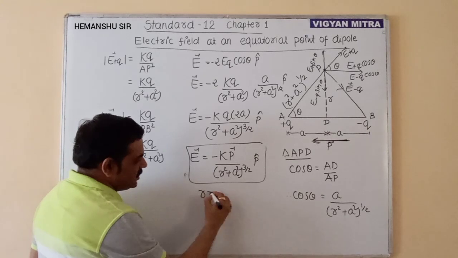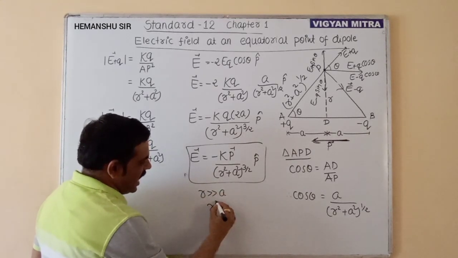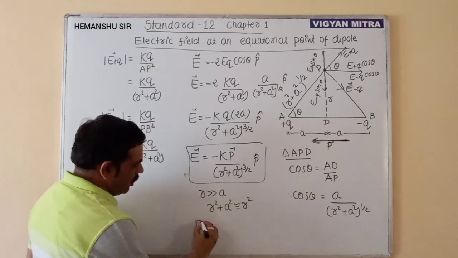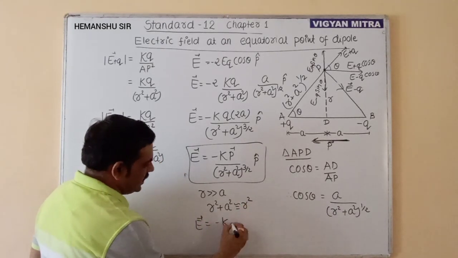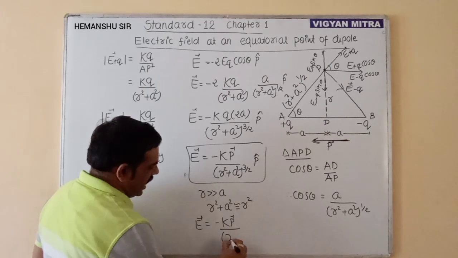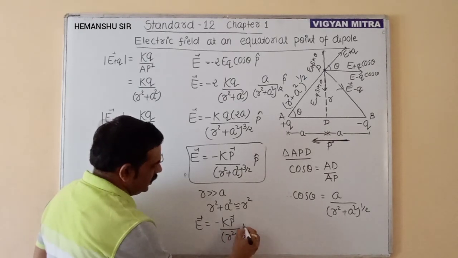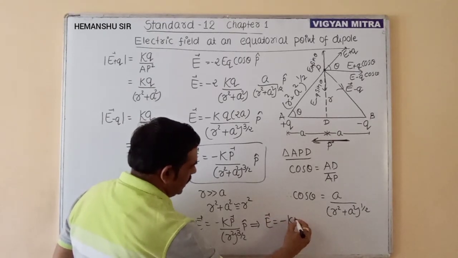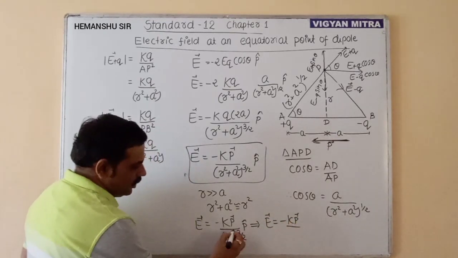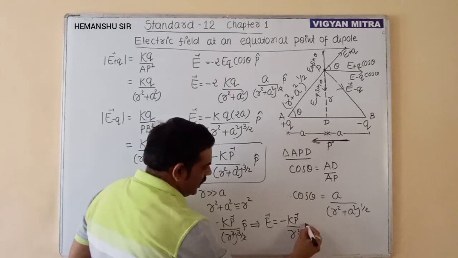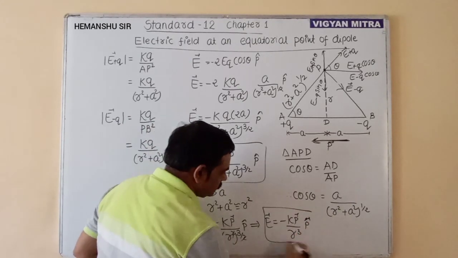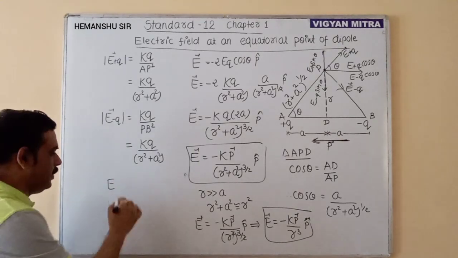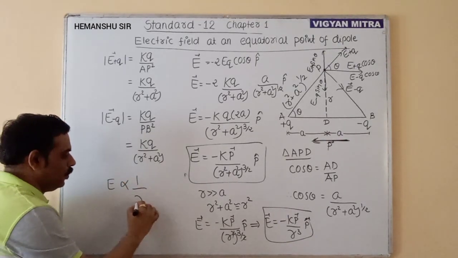Now if R is much greater than A, then R square plus A square is written as R square. So our equation will be minus KP divided by (R square) raised to 3/2 into P cap. That means E is equal to minus KP divided by, here the 2 cancels out, R cube into P cap. So the electric field at the equatorial point of a dipole is proportional to 1 over R cube.